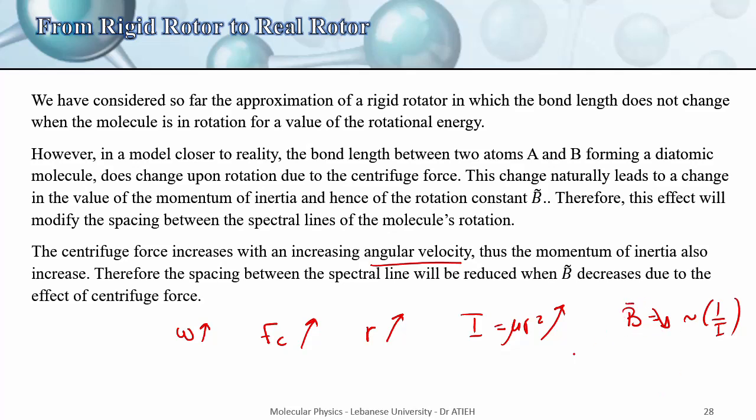If B decreases, you know that the spacing between the spectral lines depends on B. So if B decreases, the separation or the spacing between the spectral lines will decrease as J increases, or for higher values of energy.